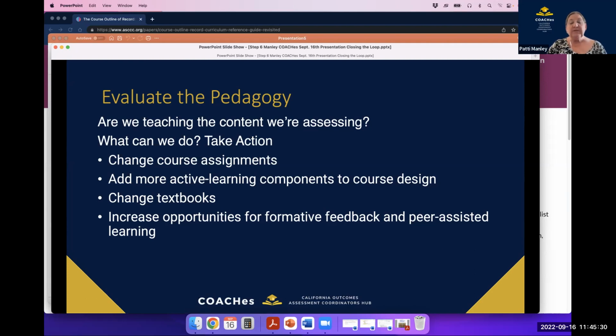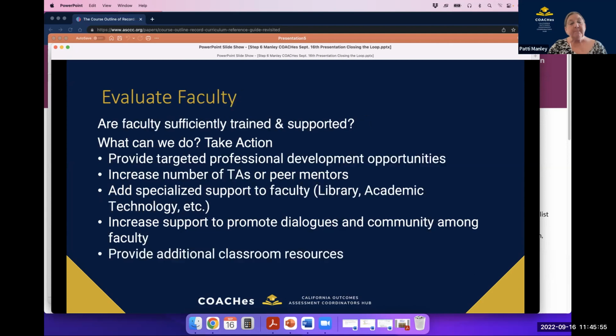And then, are we giving them enough feedback? Are we providing them opportunities for peer-assisted learning? I think somebody mentioned these formative assessments. If we do them, but we don't provide students with feedback and give them opportunities to redo those and learn further, this is something we can go back and do, and see if it changes and improves student learning.